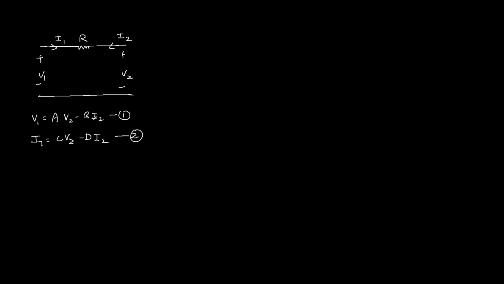Now we have to write two equations for this two-port circuit by applying KVL and KCL, and the two equations must be in the form of equation 1 and 2. So let us apply KVL in this loop. So rise in voltage minus V2 plus rise in voltage V1, then rise in voltage across R, it is R I2, and then drop V2. So V1 is V2 minus R I2.